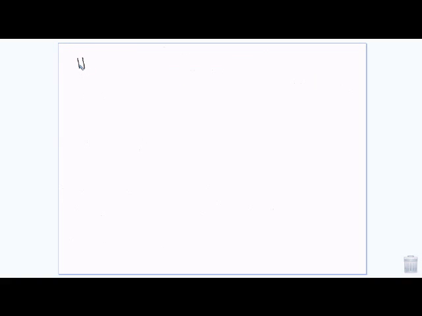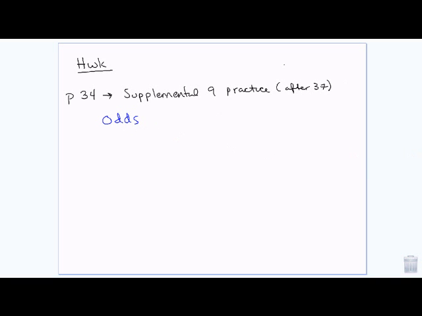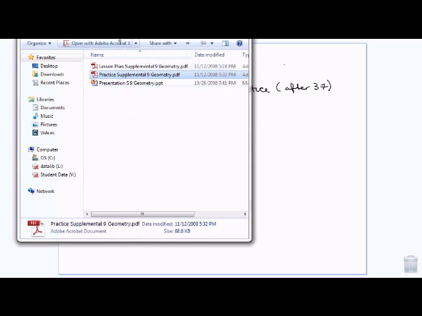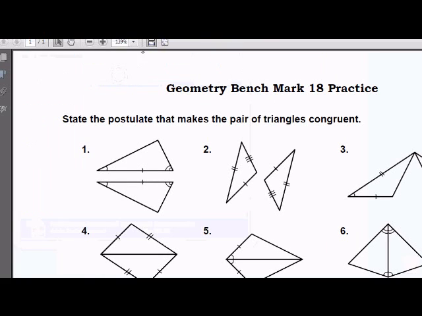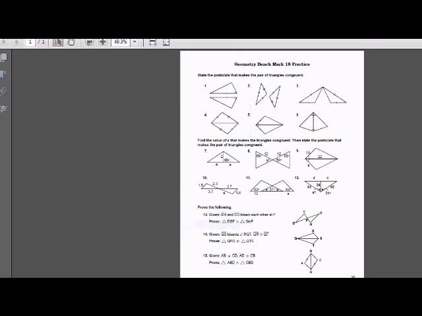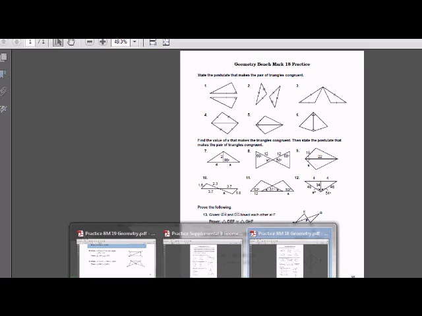So for your homework assignment, again, I'm sorry, things are out of order. I want you to go to page 34. Okay, so page 34 is the supplemental 9 practice. And it comes after page 37, sorry. And I want you to do the odds. Okay, and then you'll come back to page 35, which is the benchmark 18 practice. I want you to do 1 through 11 odds and then 15.